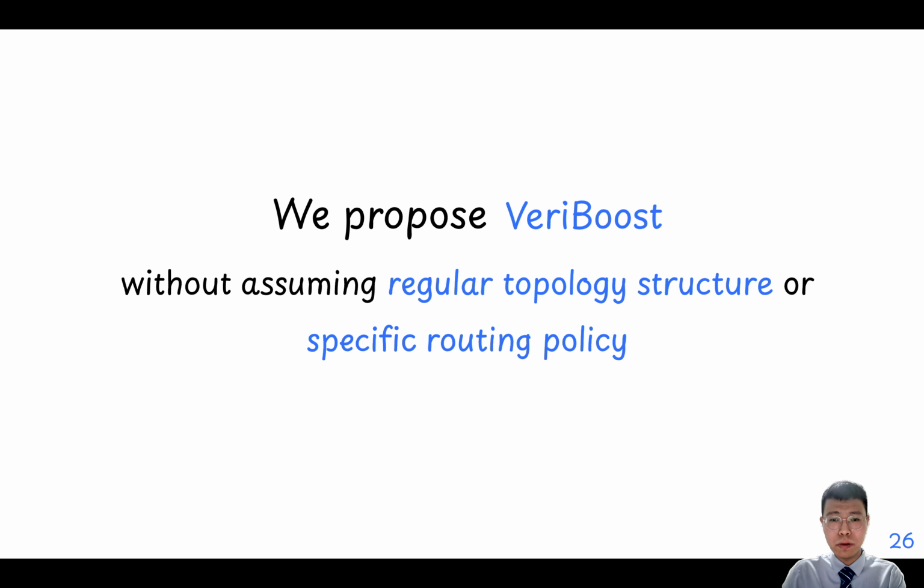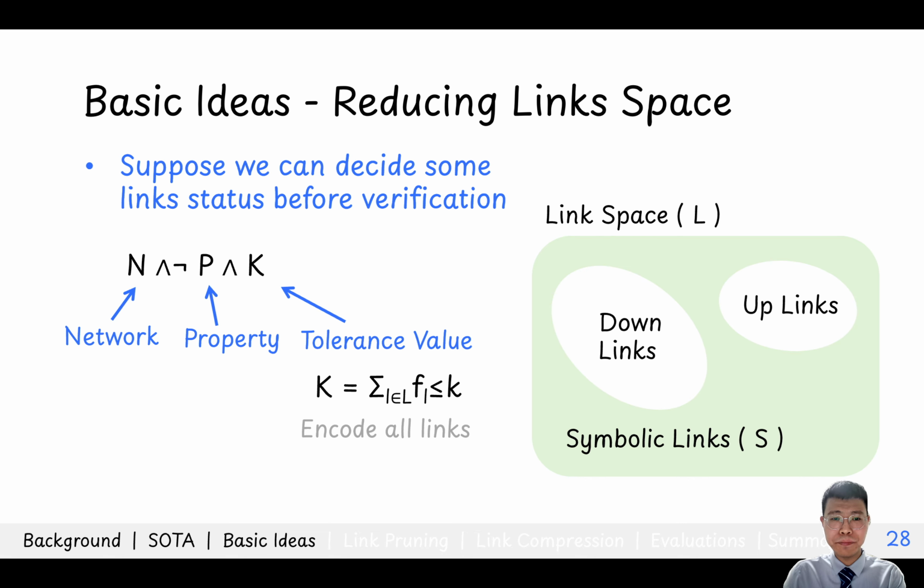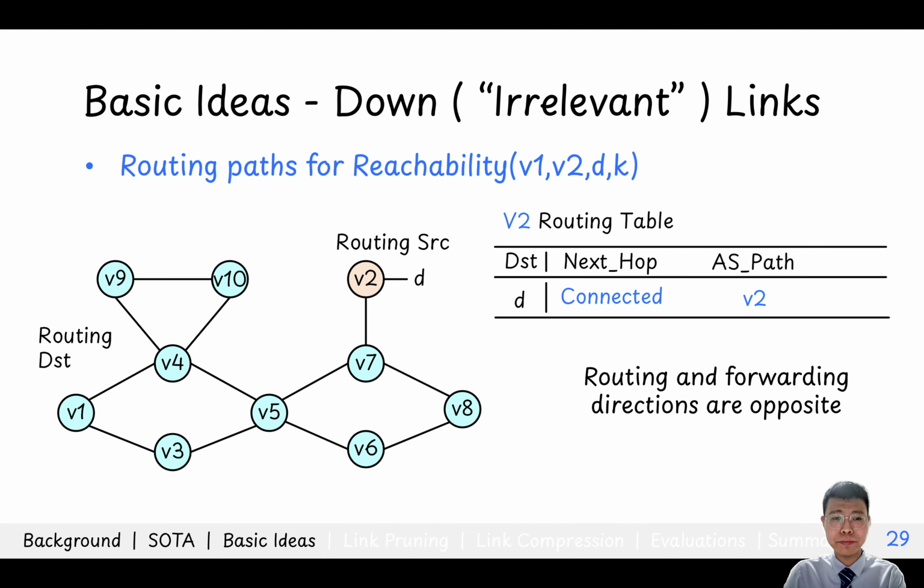Therefore, we propose VeriBoost, which does not assume a regular topology structure or any specific routing policy. Recall that the basic constraint is the conjunction of N, the negation of P, and K. We denote the set of all links from the topology as L, and the failed links are selected from the space L. Now, suppose we can designate some links as down or up before verification. Then we can restrict the failed links to the remaining link space S, instead of the whole space. This way, the SMT solver doesn't need to explore all combinations of failed links.